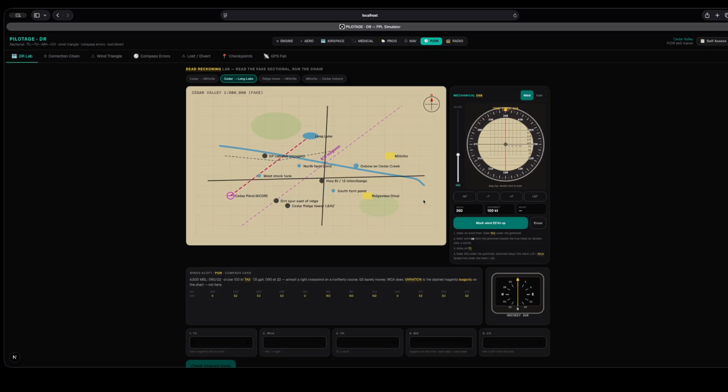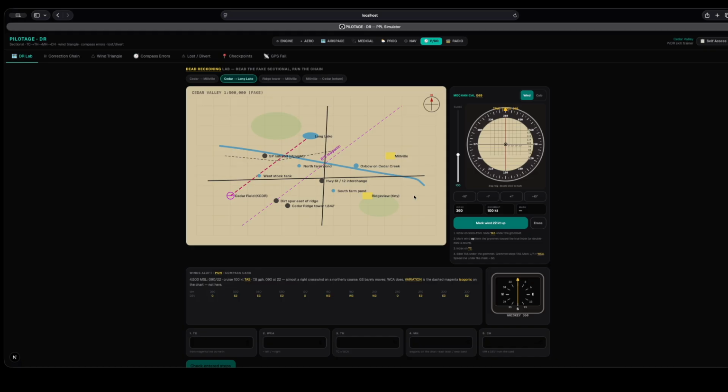I don't think every DPE is fully switched over to EFBs, electronic flight bags, so I think it's a good idea to actually know how to do this. Say your iPad dies, or your G430 in the aircraft doesn't have power or is not working, or any number of scenarios where you might actually need to dead reckon your way to a safe landing place, or maybe even possibly to your destination.